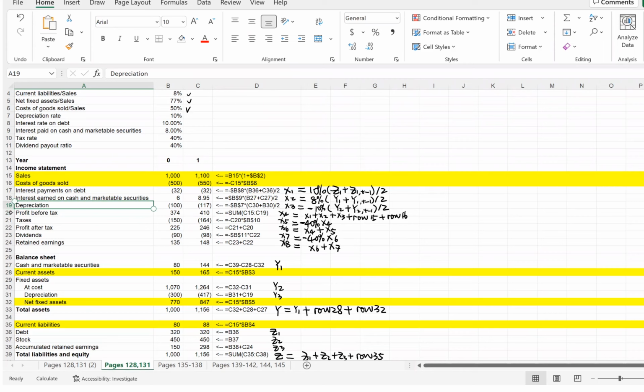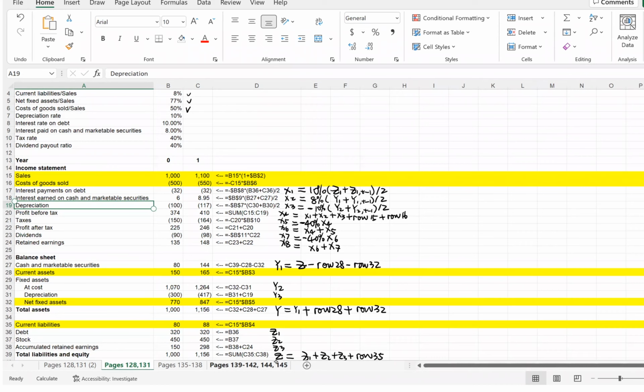Okay, so that's for the income statement part. For the balance sheet, we start from cash. Since cash here is the plug, I will explain later the idea of the plug. So X1 here, first of all, equals C39. C39 will be Z. Okay, Z here, minus C28. So that's row 28 and row 32.